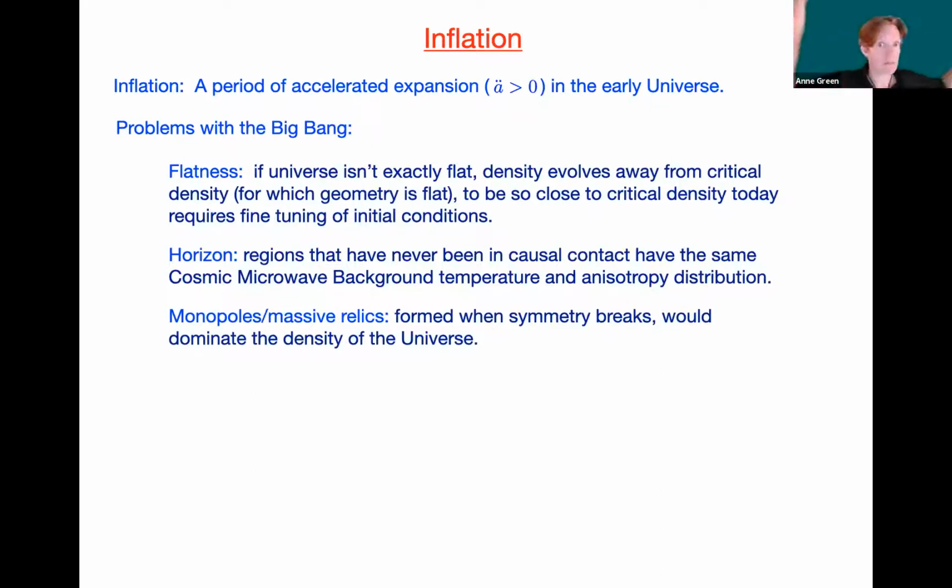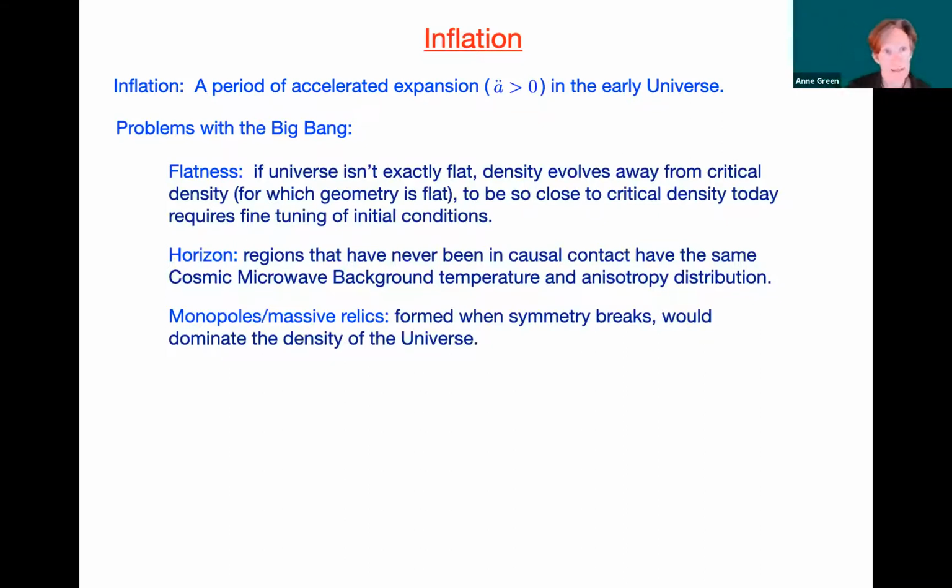Whereas in fact, when we look at the sky, the distribution of the CMB is the same in all directions, despite the fact that any regions that are separated by more than 1 degree could never have been in causal contact. So again, it's setting up how could the initial conditions have been so that these different regions know to have the same CMB properties.